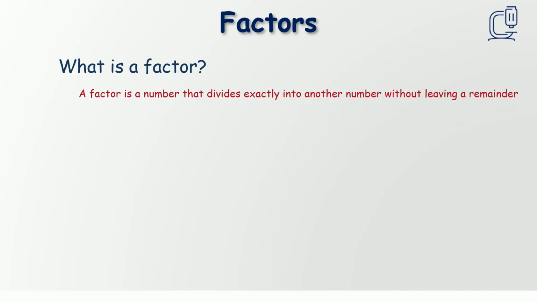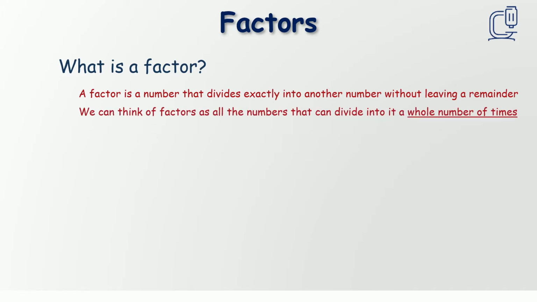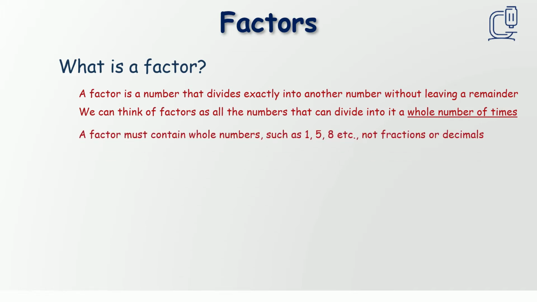A factor is a number that divides exactly into another number without leaving a remainder. Another way to think of factors are all the numbers that can divide into it a whole number of times. A factor must contain whole numbers, for example 1, 5, 8, not fractions or decimals. Every whole number greater than 1 has 2 or more factors.